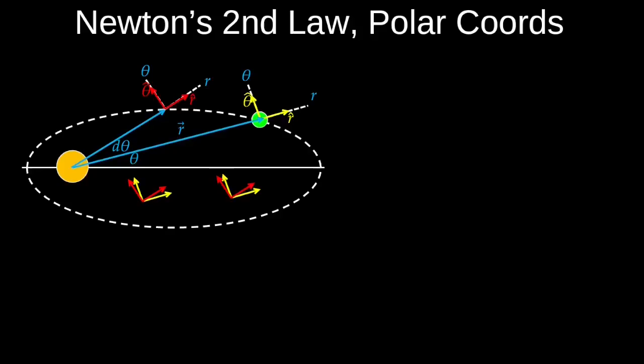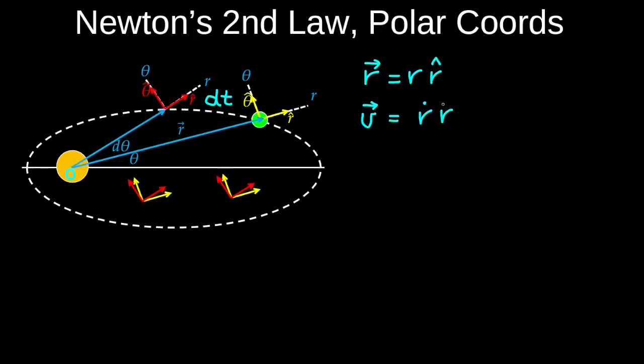Newton's second law in polar coordinates. So suppose we have a particle that moves from one position to another in some infinitesimal time interval dt. Well, the position of the particle can always be described using the radial distance from the pole multiplied by the unit radial vector. And if we differentiate this with respect to time, we get the velocity of the particle.